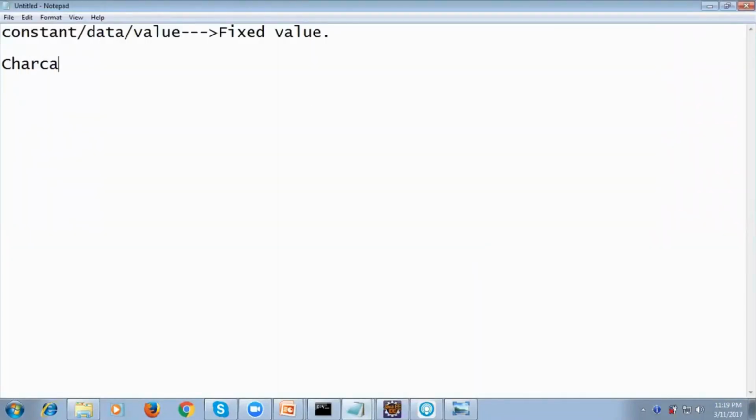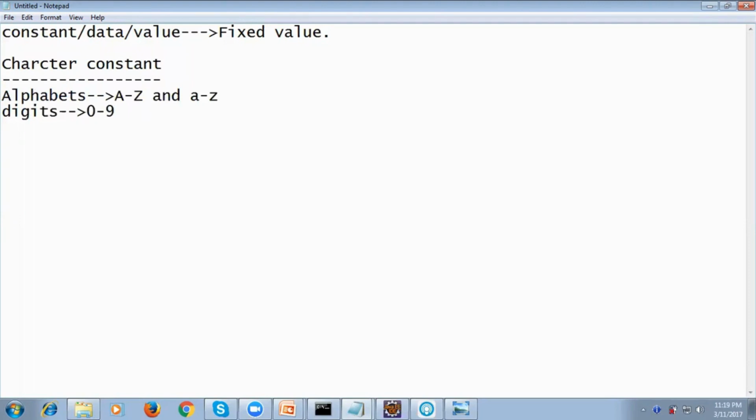When you talk about character constant, what is that? Simple. Character constants can be any of these types. All the alphabets are character constants, capital A to capital Z, and small a to small z. Any alphabet is a character constant. And next one, digits. Even digits are character constants. Digits from 0 to 9 are character constants.